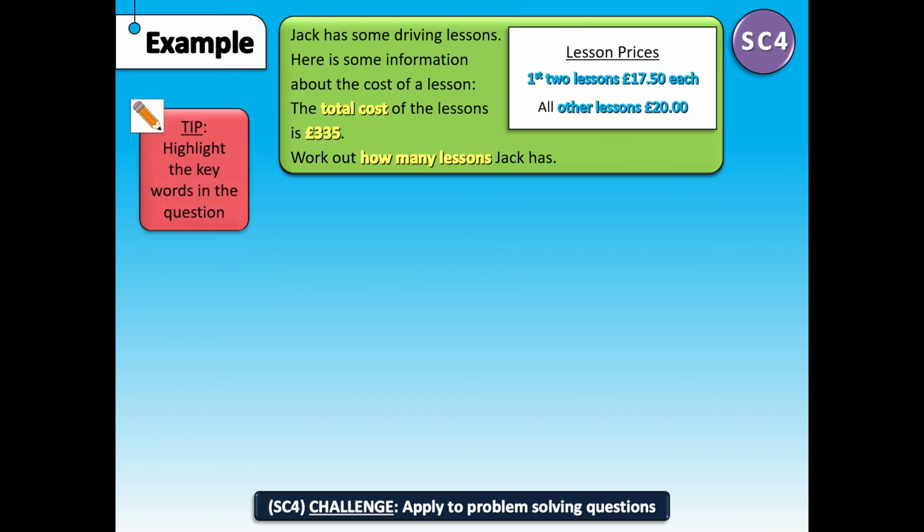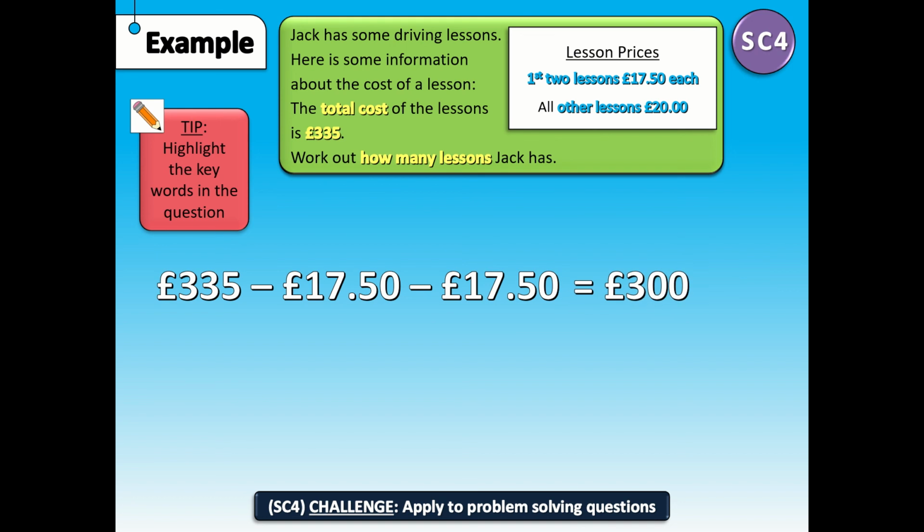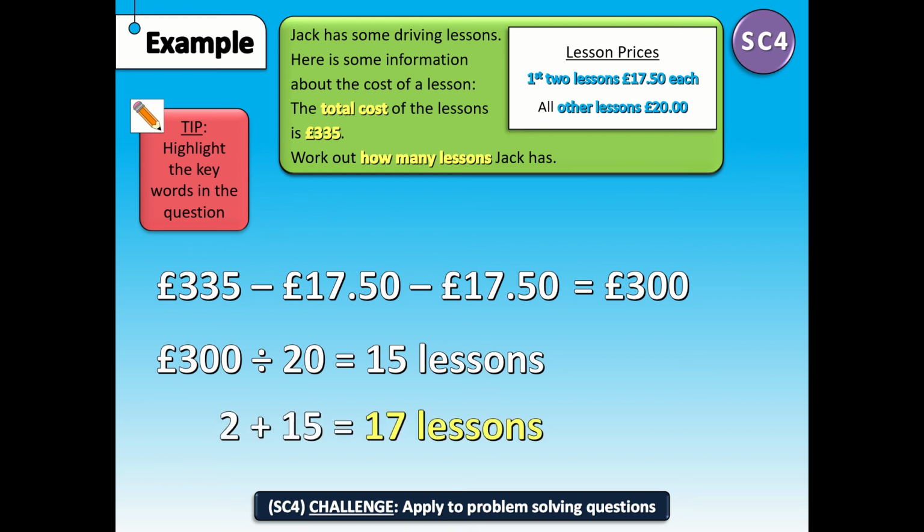So we can take the first 2 lessons off £335, which is £300. Then all other lessons are £20. So we see how many 20s go into 300. So we do 300 divided by 20, which is 15. So he has 15 lessons at £20 each, and remember the first 2 lessons were £17.50. So altogether he has 17 lessons.